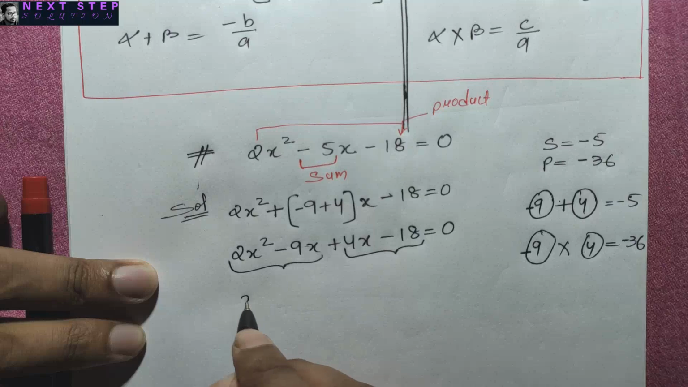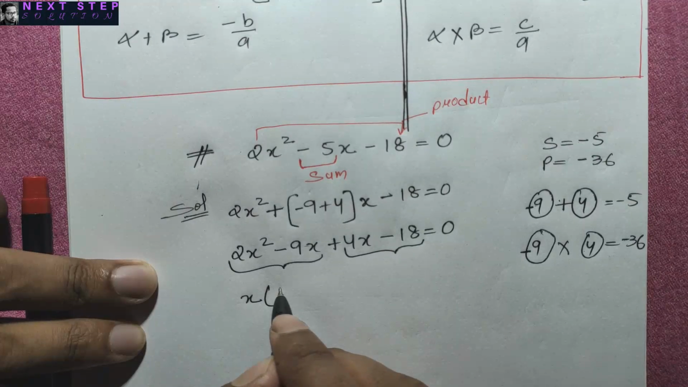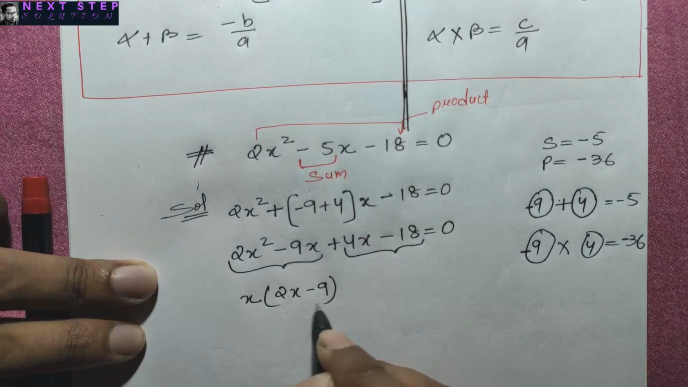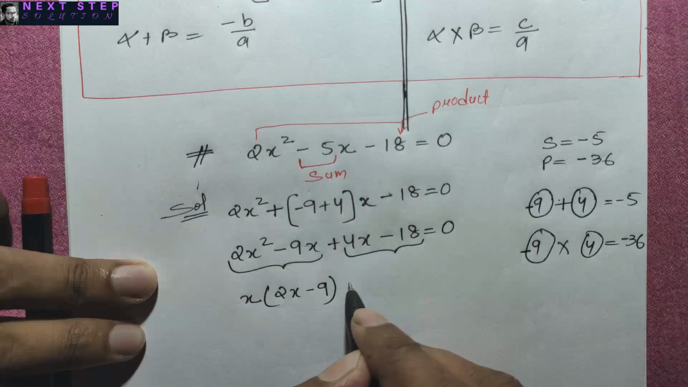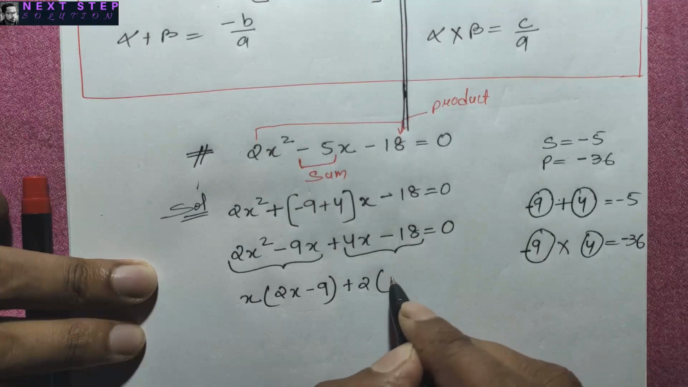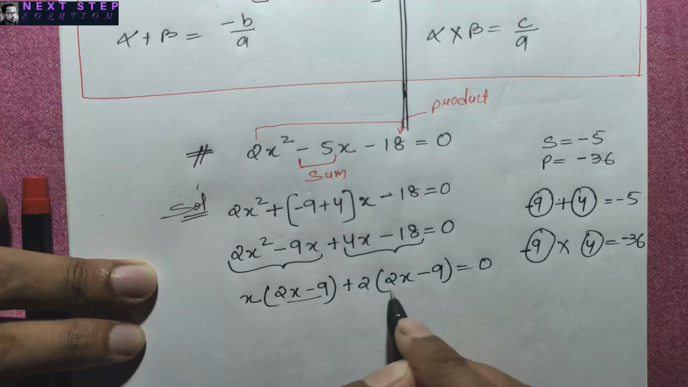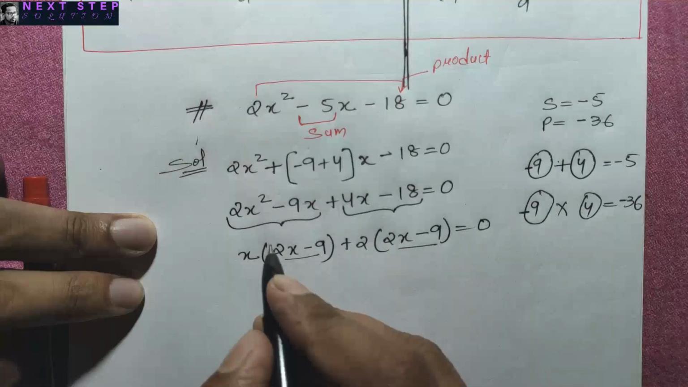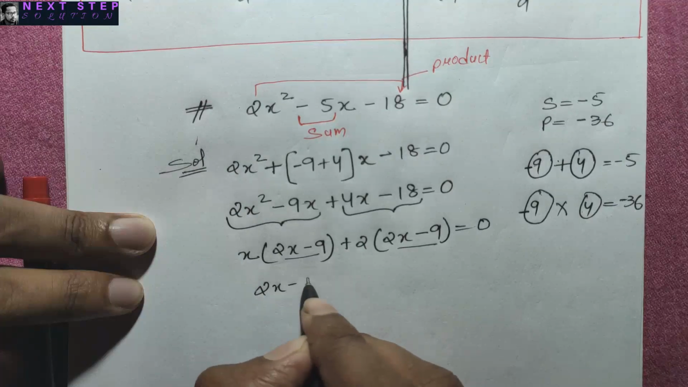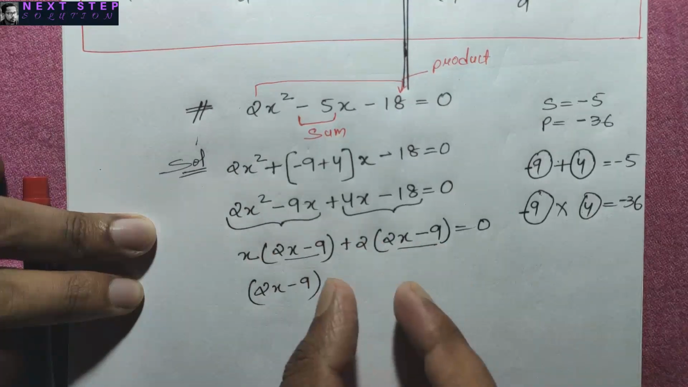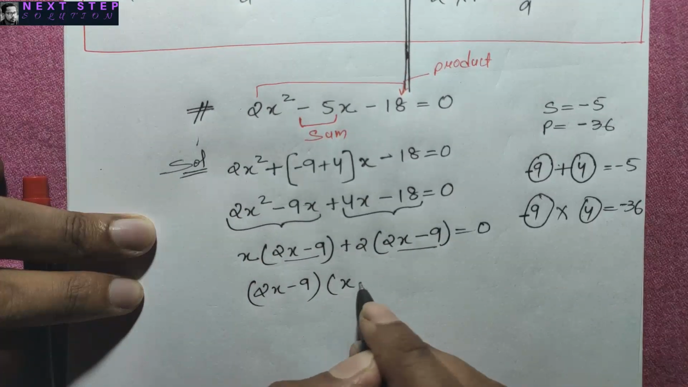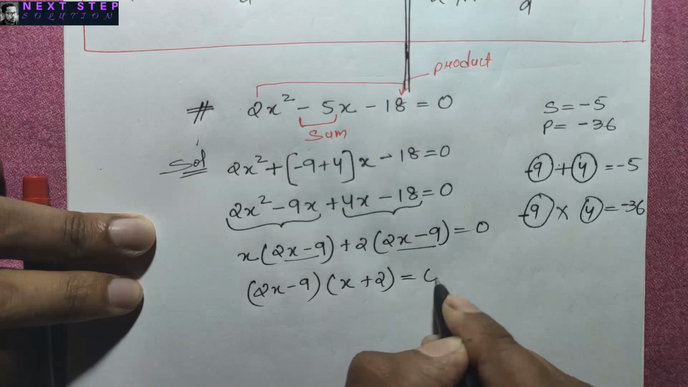Here we have only x common. If we take x, we have 2x minus 9. And here we have 2 common. If we take 2, we will get 2x minus 9 equals to 0. Now inside the bracket they should always be the same. They are the same, so we can write it down as 2x minus 9 in one bracket, and the outside thing we shall put in another bracket, which is x plus 2 equals to 0.